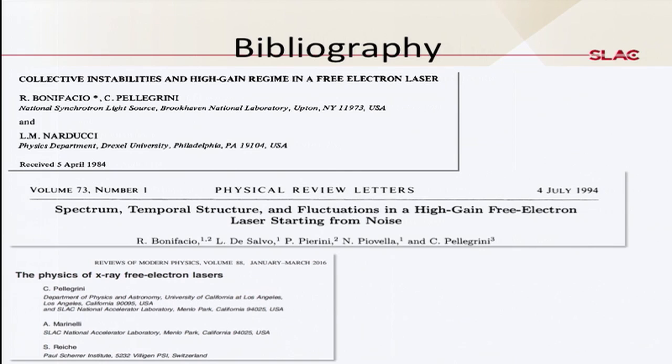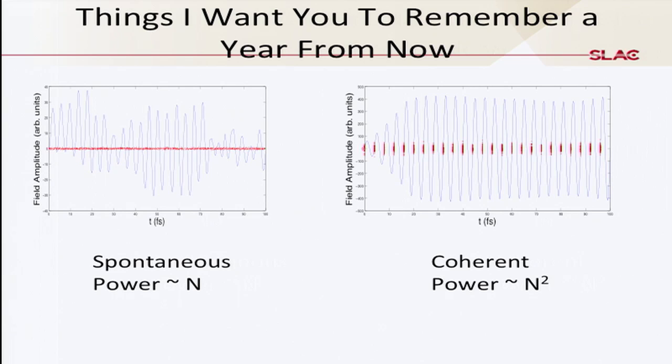Now, you can go through all the detail you want in your office, but I would like you to remember a few things a year from now, as I know you won't remember the definition of rho. I'd like you to remember a few basic concepts. One is the difference between spontaneous and coherent or superradiant emission, right? Spontaneous happens when your electrons are randomly distributed. You have coherent emission when your electrons are microbunched. This one goes like N, and this goes like N squared, so it's a huge gain going from spontaneous to coherent, right?